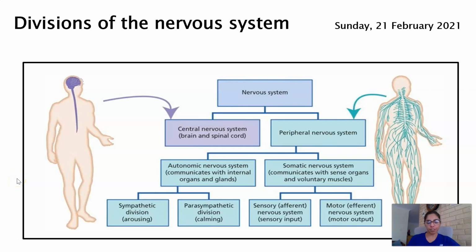This video is going to cover the divisions of the nervous system. So we're going to be looking at the central nervous system, and that's the brain and the spinal cord, and the peripheral nervous system, which is everything else.